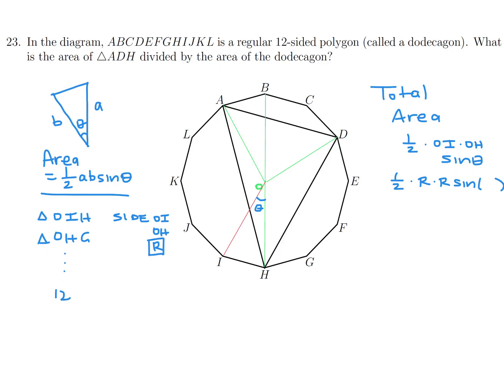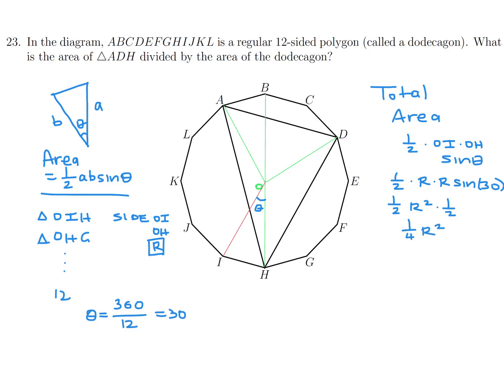That's fairly straightforward. All the way around is 360, right? And how many of those triangles do we have? We have 12 of them, so there's 12 of those thetas. Each of those thetas is 360 over 12, which is 30 degrees. So what's the sine of theta? What's the sine of 30? Half. So this will be 1/2 times r squared times 1/2, so it'll be 1/4 r squared.